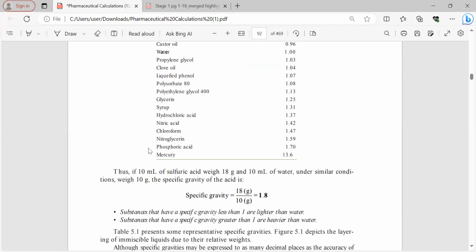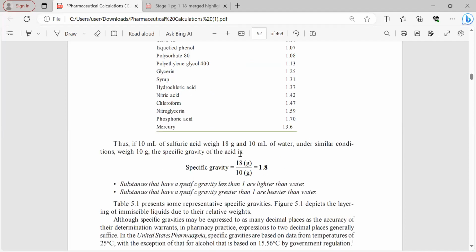So if 10 ml of sulfate weigh 18 grams and 10 ml of water under similar conditions weigh 10 grams, the specific gravity of the acid will be, we've said, the weight of your substance divided by the weight of an equal volume of a standard. And in this case, the standard is water. But now the good thing, again, the density of water is 1. So the volume and the weight inakuanga same.